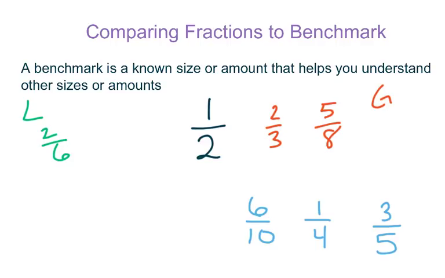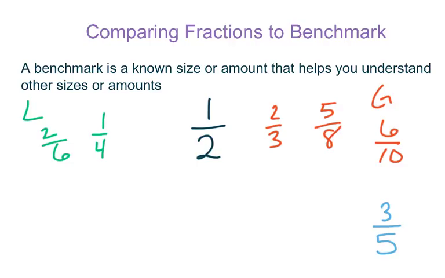Our next one is 6/10. So we'd look at our denominator of 10. And what's 1/2 of 10 equal to? Well, 1/2 of 10 would be 5/10. So 6/10 is greater than 1/2. Our next one is 1/4. 1/2 of 4 would be 2. So 2/4 would be equal to 1/2. 1/4 is less than that. So that's going to fall on our less than side.